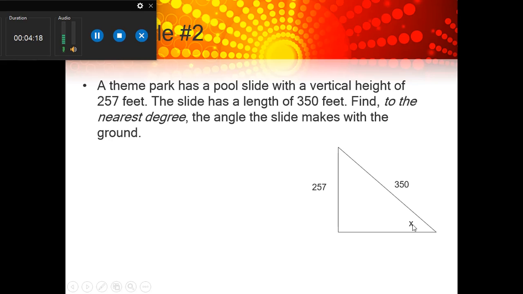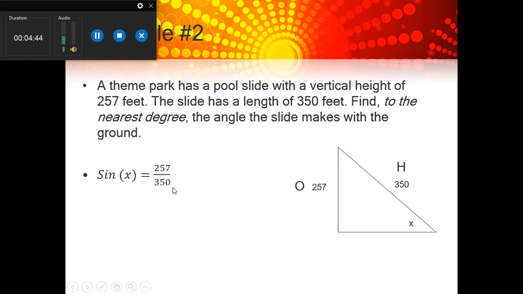So again, I'm here at X. We're going to identify our sides. Across from my angle is 257. That is opposite. And 350, even though it's touching this side, 350 is across from where the right angle would be. So this is the hypotenuse. Some old hobo. So we want to use sine of X equals opposite over hypotenuse.